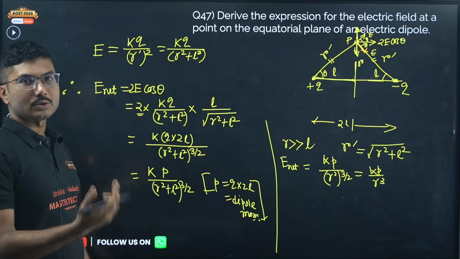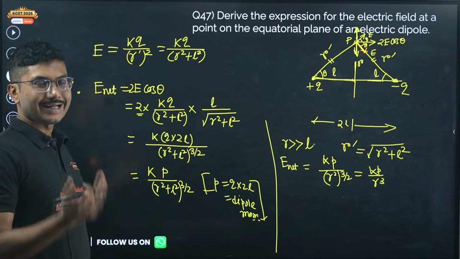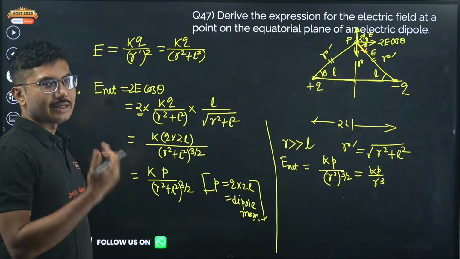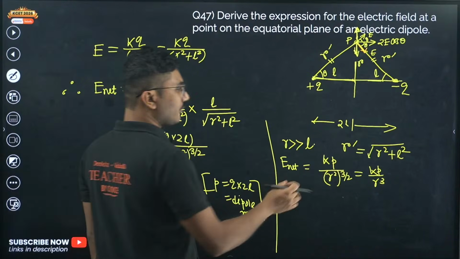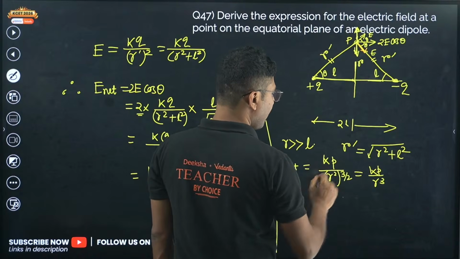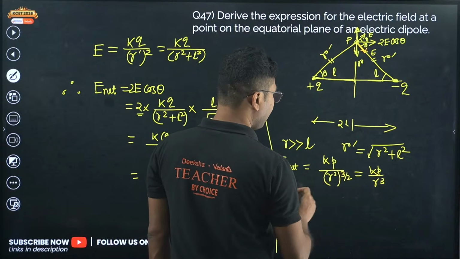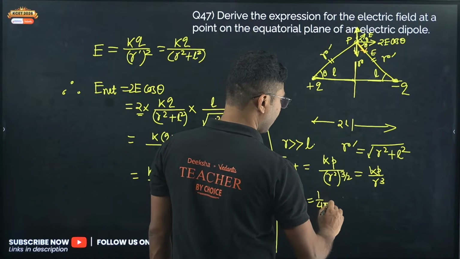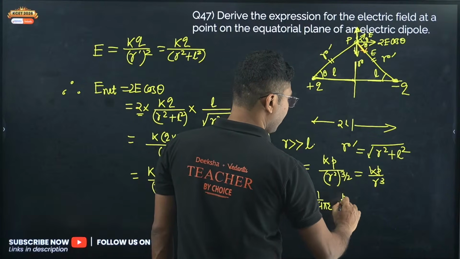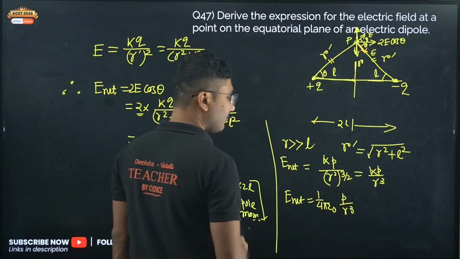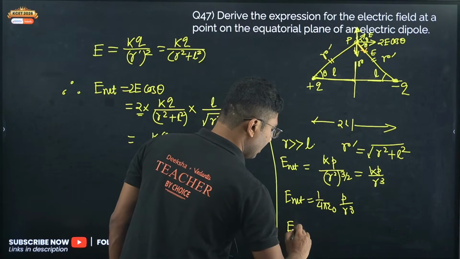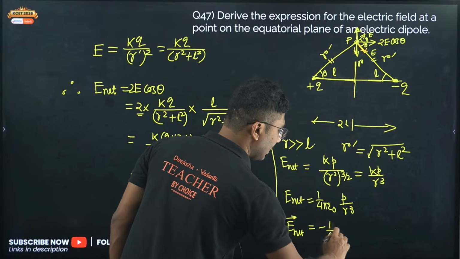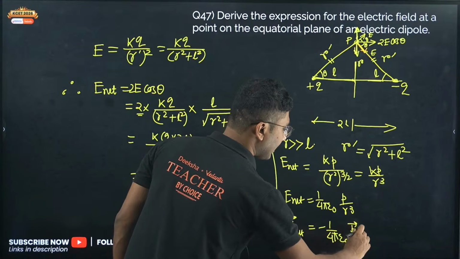So 100 square plus 1 square, suppose. 100 square is 10,000, 1 square is 1, so 10,001 or 10,000 is almost the same. So that's why we ignored that L square. Okay, so we get here Kp by r cube, or net electric field is given by 1 by 4 pi epsilon naught P upon r cube. So K value is 1 by 4 pi epsilon naught, or E net vector equals minus 1 by 4 pi epsilon naught P vector by r cube.